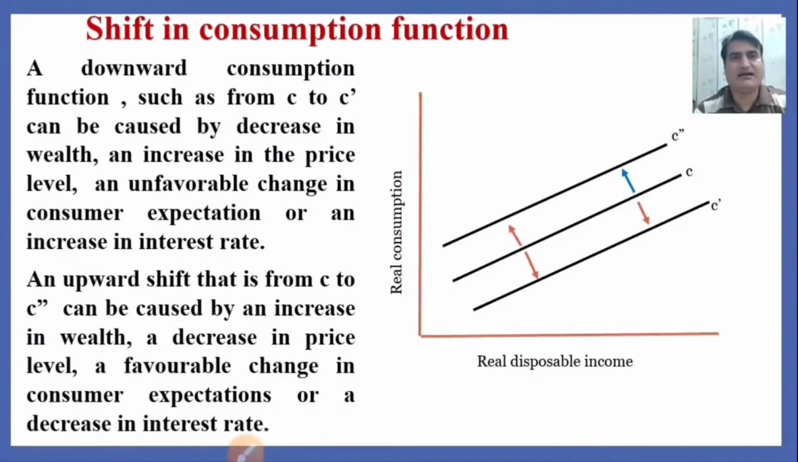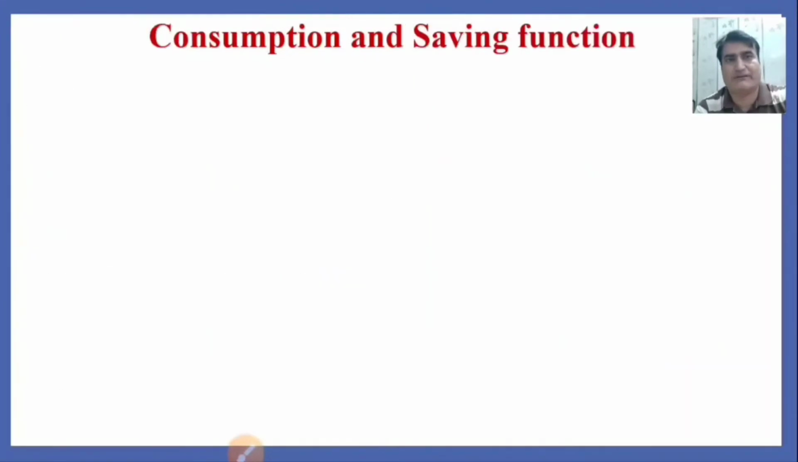An upward shift, that is from C to C double dash, can be caused by an increase in wealth, a decrease in price level, a favorable change in consumer expectations, or a decrease in interest rate. So these are the factors which cause the consumption function to shift inward or outward.